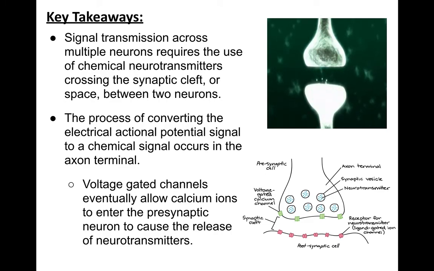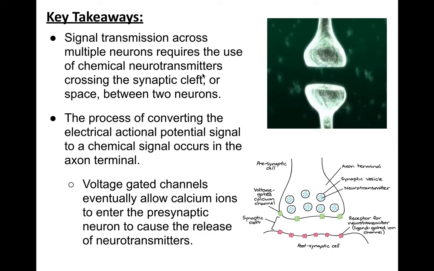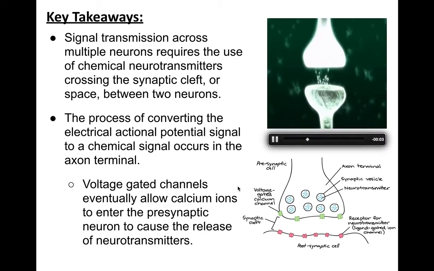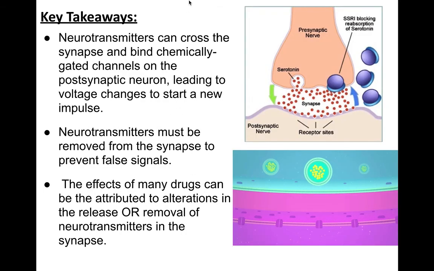Okay, so key takeaways. When we use multiple neurons, we need a way to transmit signals across the gap, and we're going to do that with chemical neurotransmitters. That's the process of converting the action potential across the axon terminal with chemicals, and it's done first when the action potential reaches the end and voltage-gated channels that allow calcium in bind to the neurotransmitters and release them into the cleft. At that point, they'll bind chemically gated channels on the other neuron, and then that will start a new impulse.